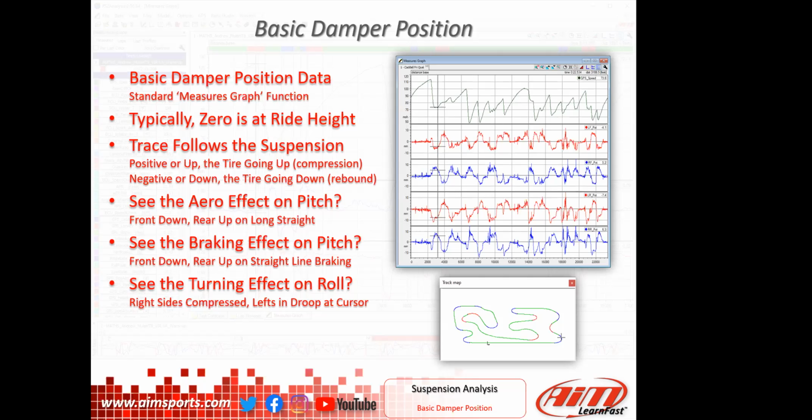We would see a lot more change in this if you had an open wheel car, or a car with big front splitters or wings or things like that. You'll see a lot more here. This is simply a production based car, no aero aids at all, so it's just the aero of the car. Okay, kind of a cool thing you can see on the pitch. And then what's braking do to the pitch?